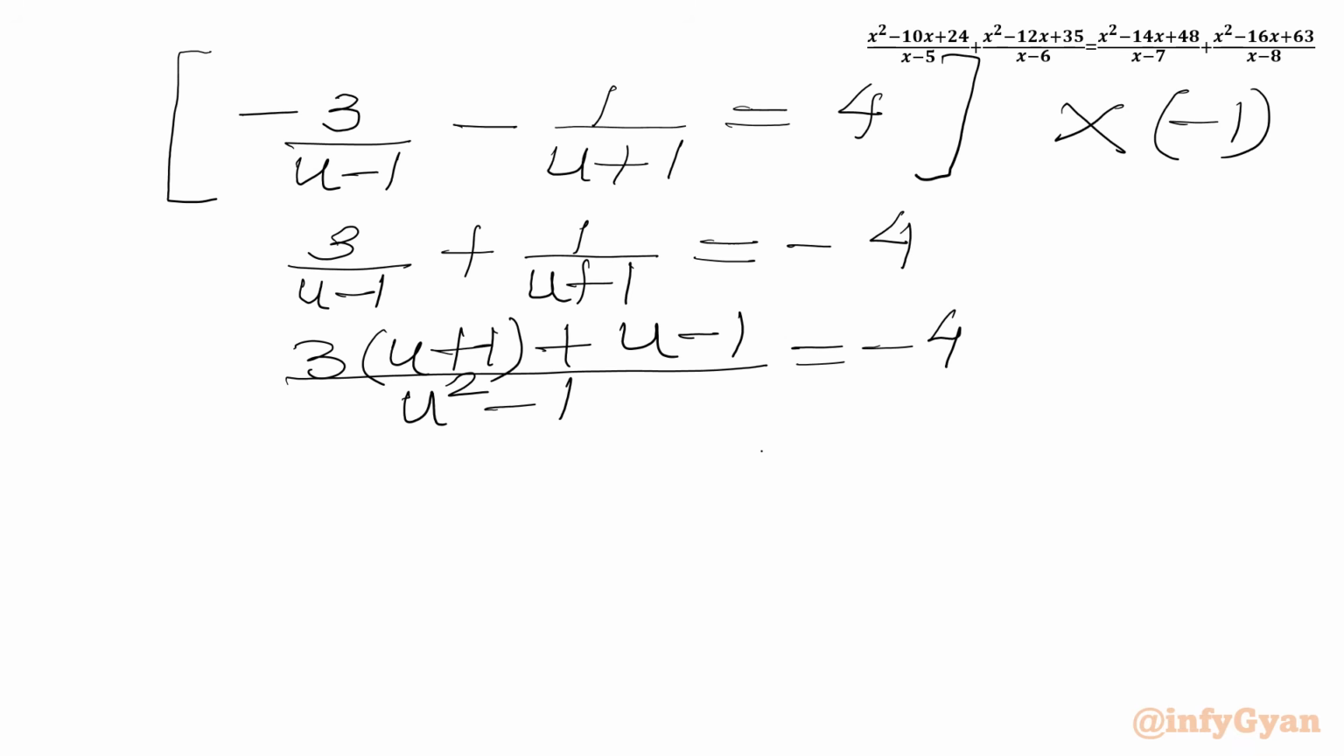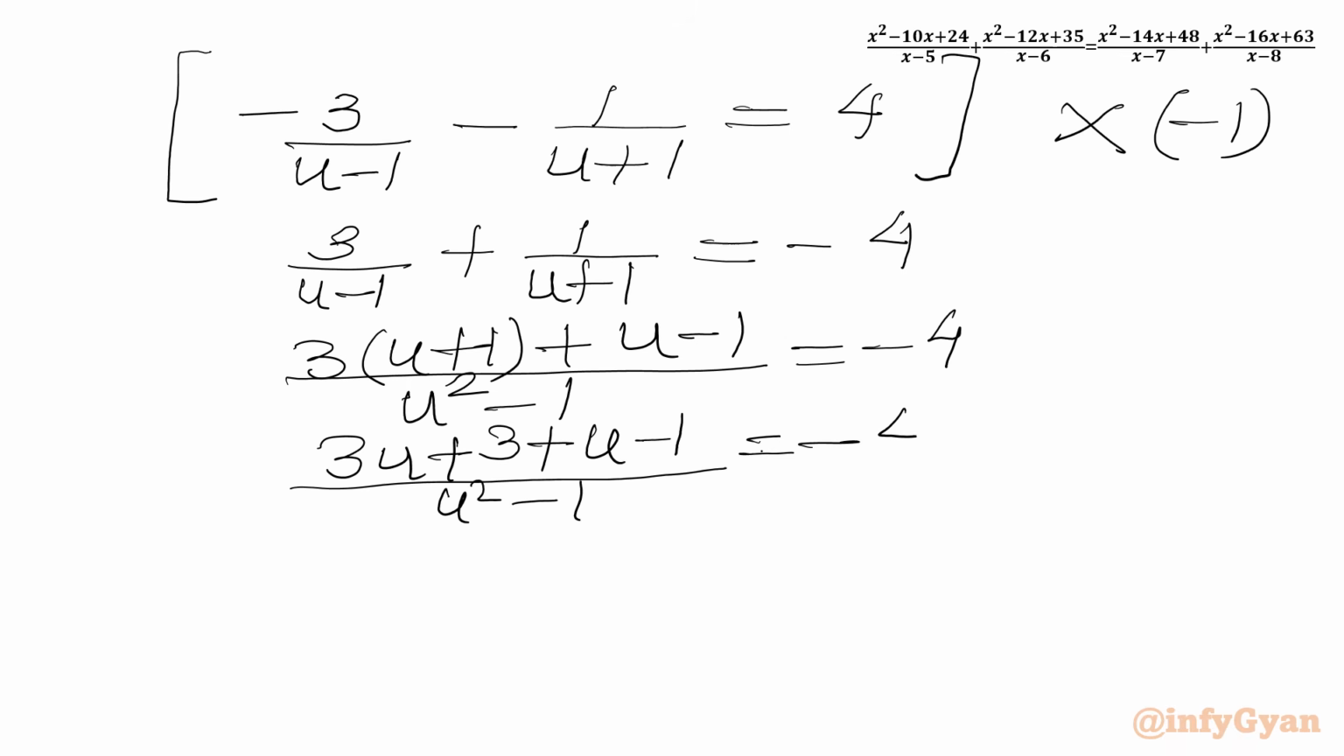Let's simplify the numerator: 3u + 3 + u - 1 over u² - 1 equals -4. Now we will cross multiply. 3u plus u will be 4u, and 3 minus 1 will be 2, equal to -4 times (u² - 1). So we can write 4 - 4u².